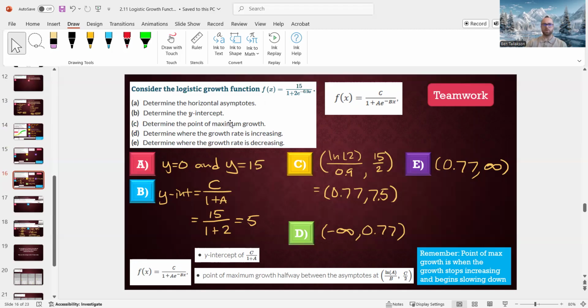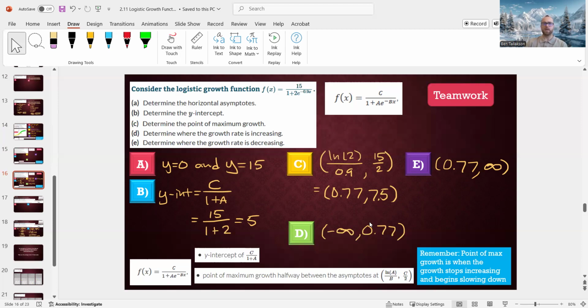C, determine the point of max growth. Again, that formula, we see it below. So we need to identify A, B, and C. Be careful with B. I see minus 0.9. So B is positive 0.9. Okay, for this you'll need a calculator. You'll find it to be 0.77. Here you could use a calculator, don't really need to, but you get 7.5.